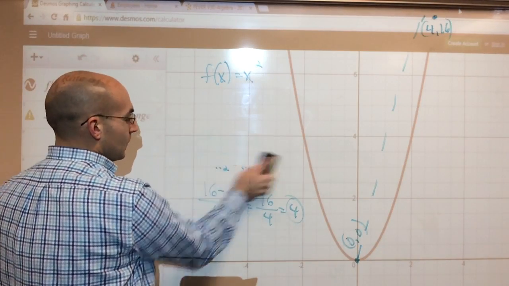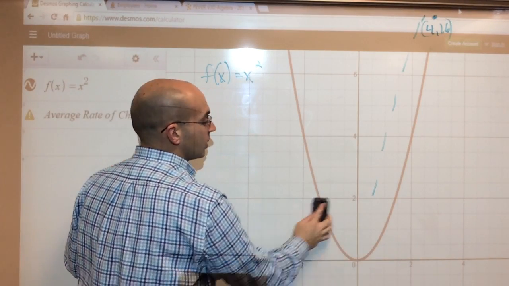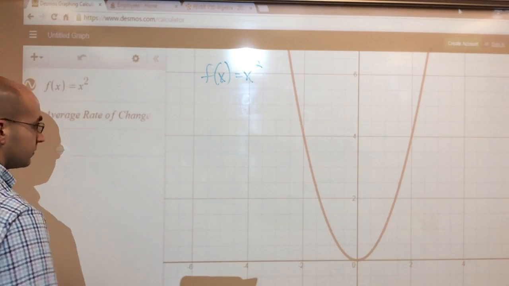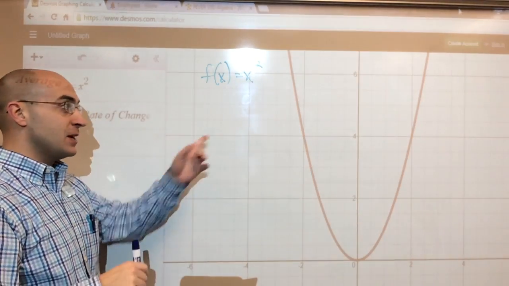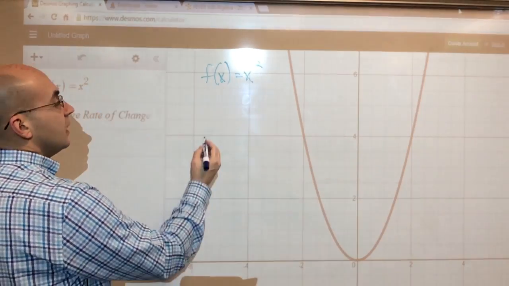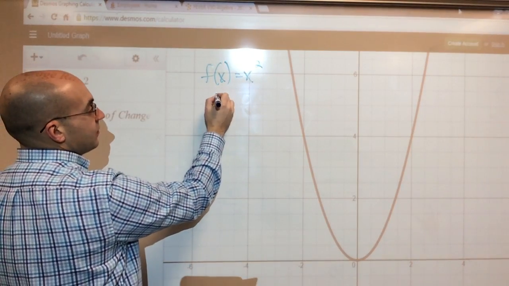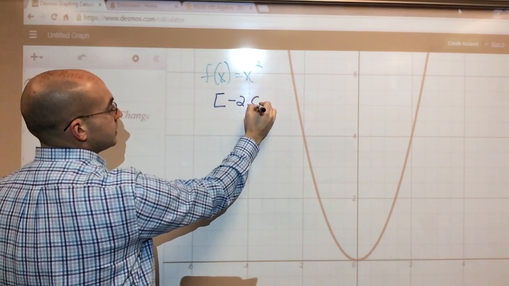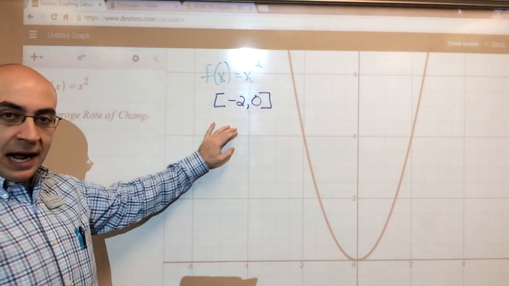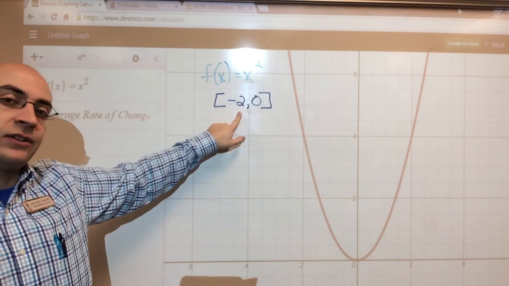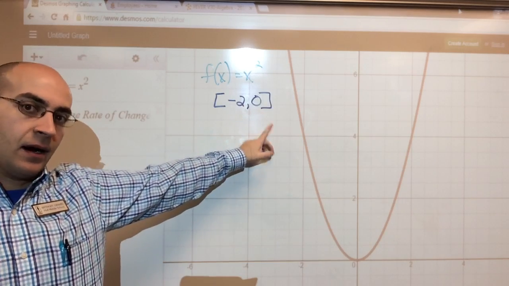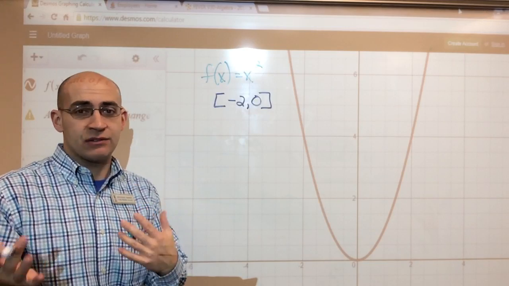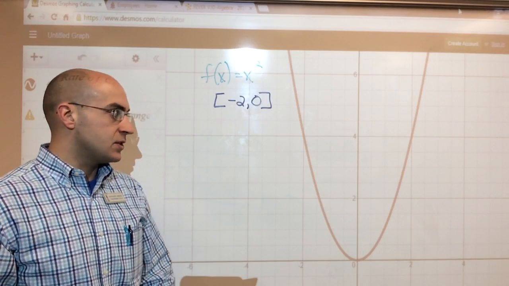So again, it's slope of a curved line. That's all it is. We just have to kind of be a little bit genius-like about how to solve it if we don't actually see it on the graph. Okay, let's use the same graph, but let's go on the interval from -2 to 0. I'm always going to use brackets in there, and I'm always going to give you an x pair.